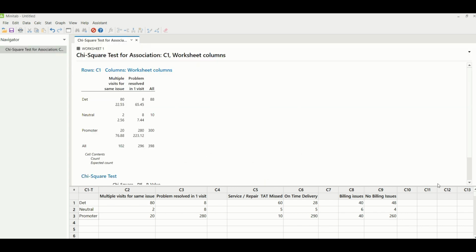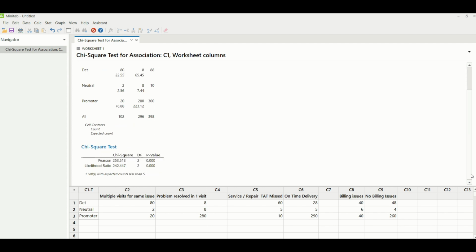So this is how the result will look. You scroll down. Here you see the chi-square test p-value is 0.00, which is less than 0.05, which suggests that it is a significant X. If you look at the results, the system is expecting us to have 22.5 defects, but we are having 80 defects. If we identify all the faults in the car in one go, then multiple visits are not required, and hence the number of detractors could go down.